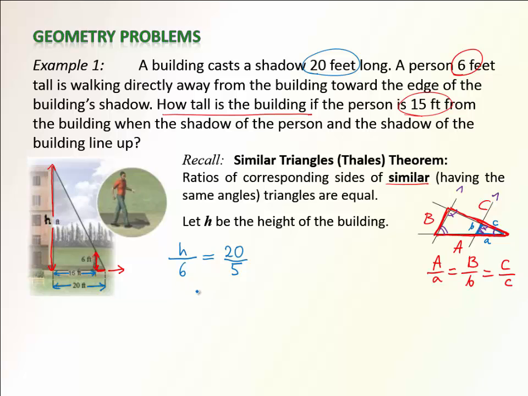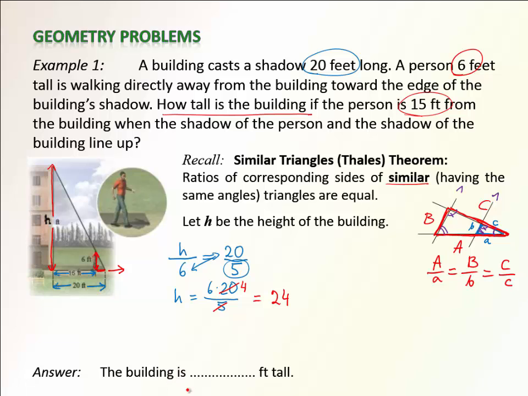As soon as we have this proportion written, solving it is quite easy. We start with h, we multiply across 6 and 20, so 6 times 20, and we divide by the third number, which is 5. Here I would suggest that instead of multiplying, you reduce, because then you play with smaller numbers. So it's just 6 times 4, which is 24. So your final answer is 24. And we need to give the formal answer. The building is 24 feet tall.